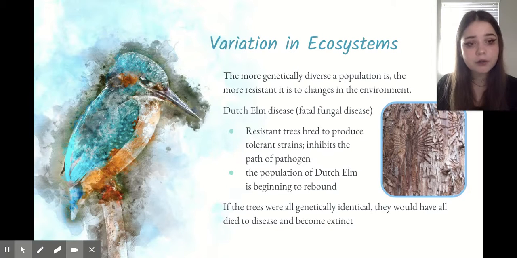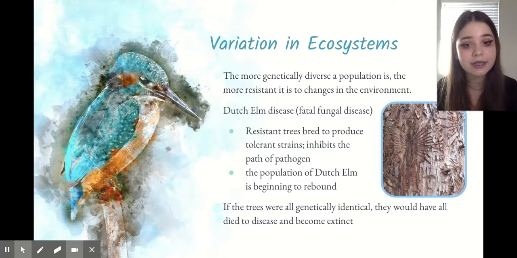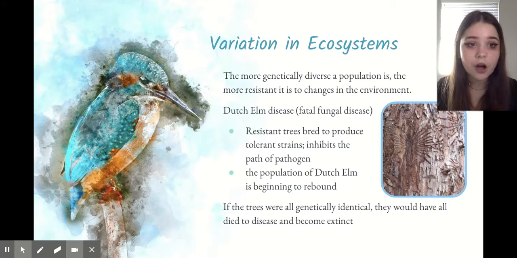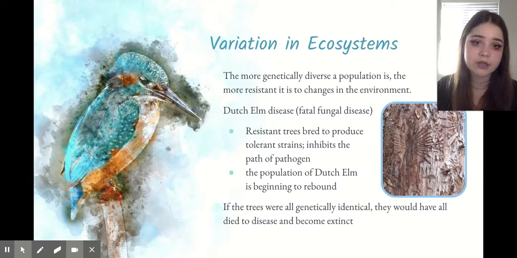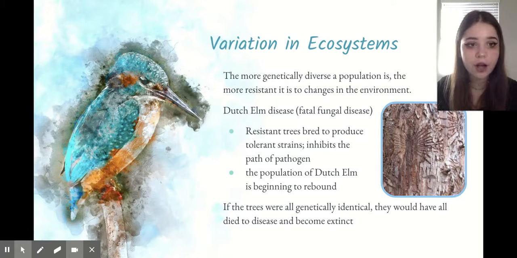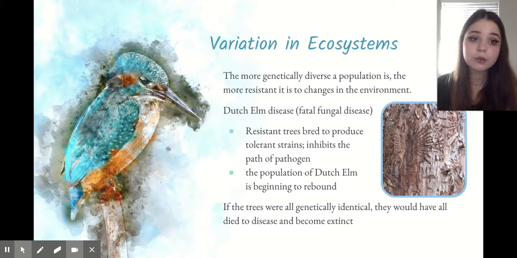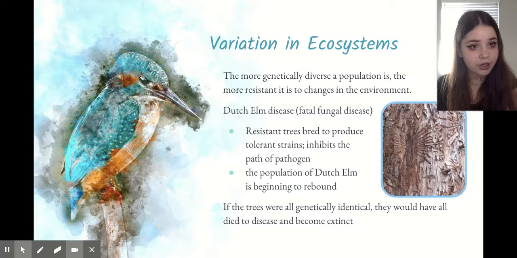And so imagine if all of these trees were genetically identical. They had the same exact DNA, right? Well, all of them would not be resistant to the fungus. None of them would be able to fight it off or be immune to it. So they would all die from the disease and become extinct. So this is why genetic diversity is super important within a population, because as your environment is changing, you at least know that there are going to be some survivors with different traits that are advantageous.